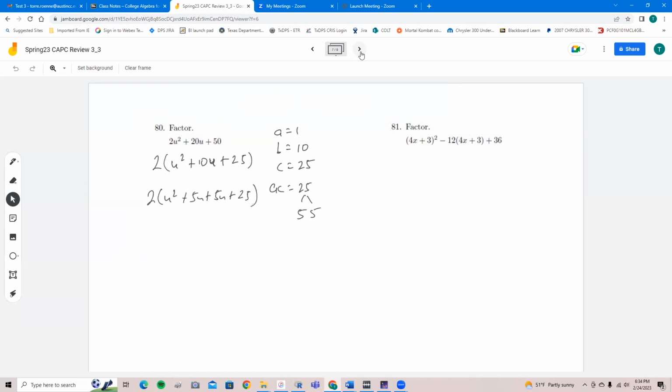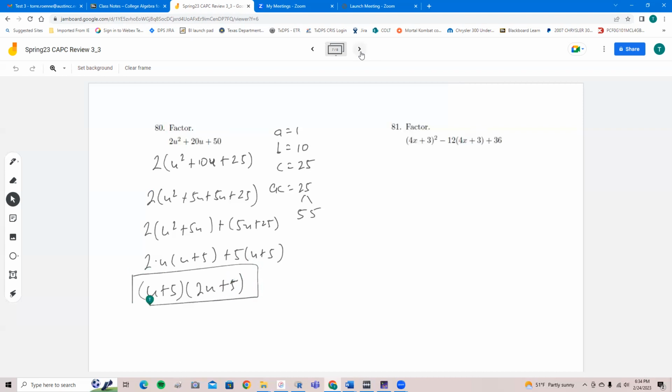And you can factor by grouping. U squared plus 5u plus 5u plus 25. Pull the common terms out. U plus 5. 5u plus 5. Pull out the u plus 5. I'm left with 2 times u plus 5. That's it for that one. No problem. That GCF at the beginning really helps.